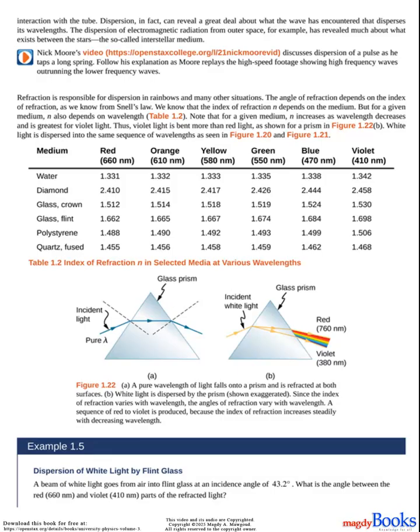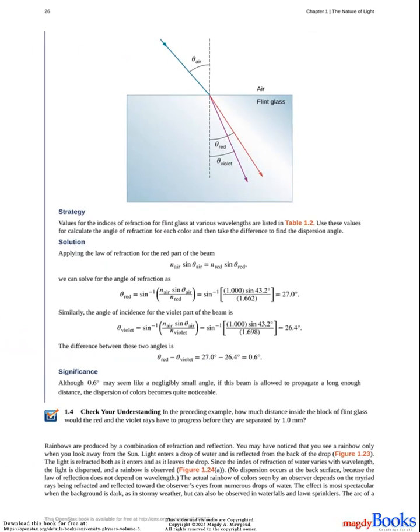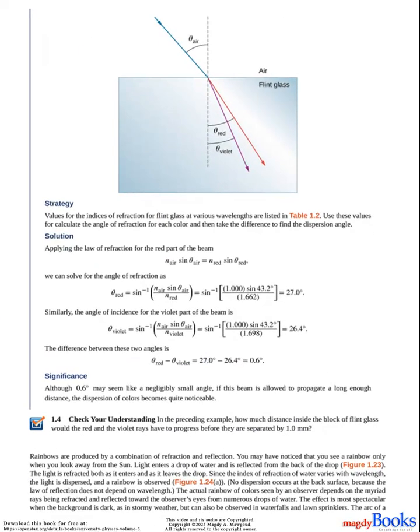Example 1.5. Dispersion of white light by flint glass. A beam of white light goes from air into flint glass at an incidence angle of 43.2 degrees. What is the angle between the red, 660 nm, and violet, 410 nm, parts of the refracted light? Figure. Air. Theta air. Flint glass. Theta red. Theta violet. Strategy.